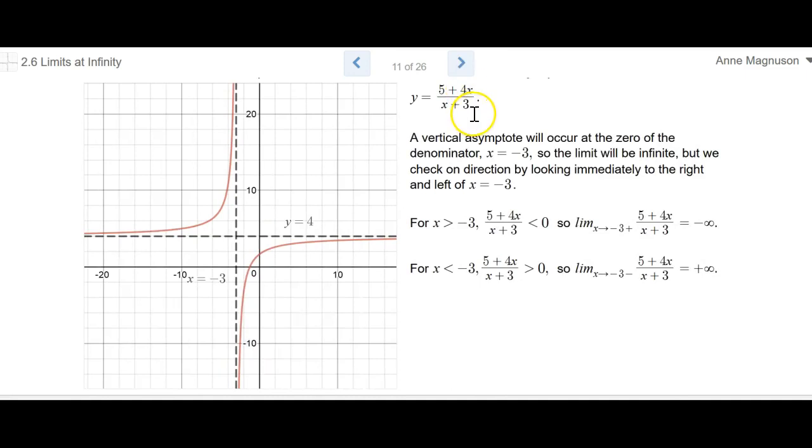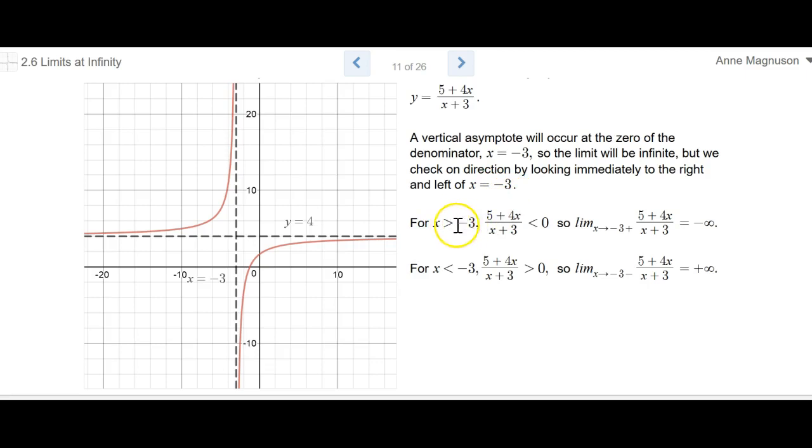The vertical asymptote will occur for a rational function at the 0 of the denominator if it's not a hole. We can see this is not a hole because x plus 3 would be a factor of the numerator and denominator if it were. So we know that the limit's going to be infinite at a vertical asymptote. But we need to check the direction, because recall that vertical asymptotes can split. On one side of an asymptote they might go up to positive infinity, and on the other they might go down. So you want to look close to the asymptote on either side of it.